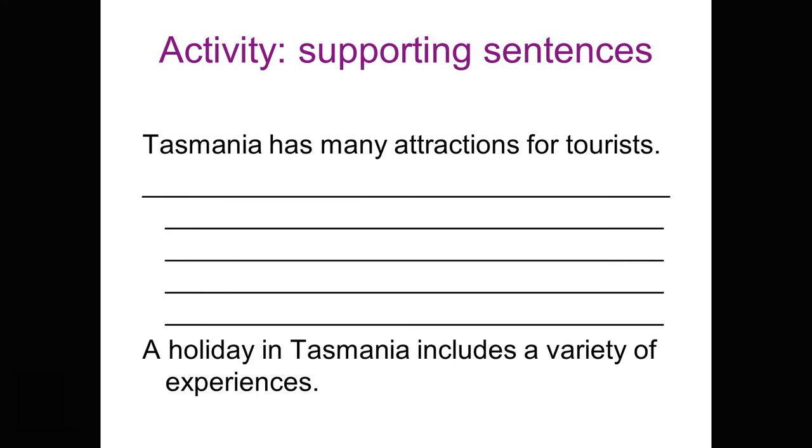This is another activity which is meant to help you with your supporting sentences. For instance, if it says here Tasmania has many attractions for tourists, what you need to write in here is what's the evidence? What are some examples for that that you could write down? This is something that I will do in the lecture when I give this lecture in Hobart next week. But for you guys, it'd be really good to write this down and to maybe consult Fiona on what you got.